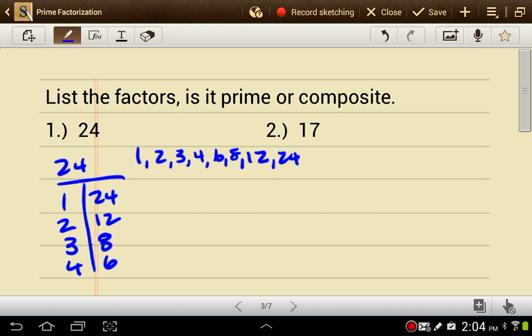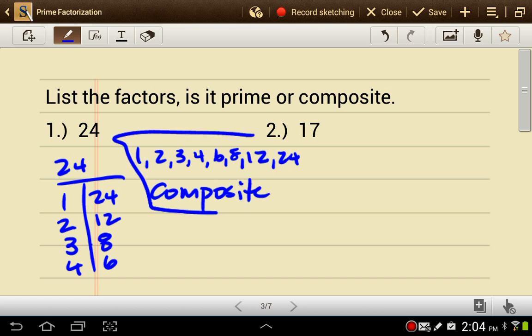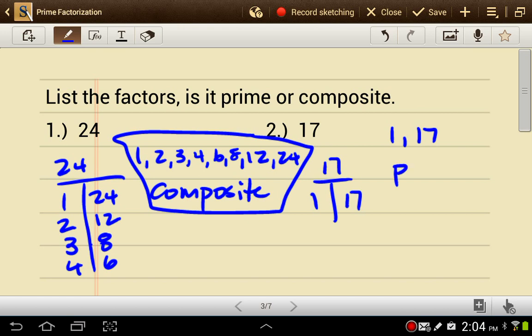Is it prime or composite? Well, it has definitely more than 3 factors, so this would be a composite number. It's composed of other numbers. So that would be my answer for number 1. For number 2 there, 17, I'm going to list out my factors. So I got 1 times 17, 2 doesn't work, 3 doesn't go into it, 4 doesn't go into it, 5, 6, 7, 8, 9, 10, no. Nothing else is going to go into it, so my answer is 1 and 17. I have exactly 2 factors, so this would be a prime number.